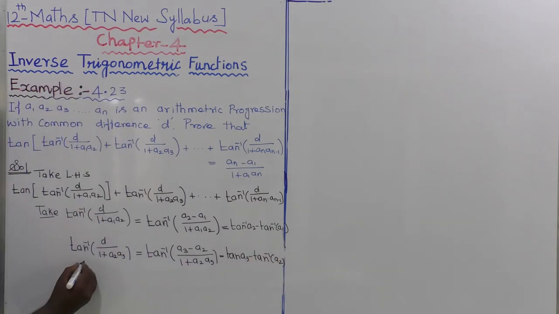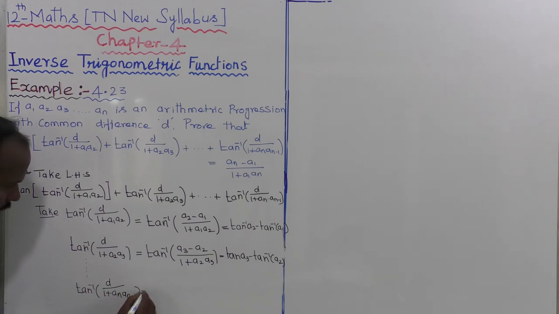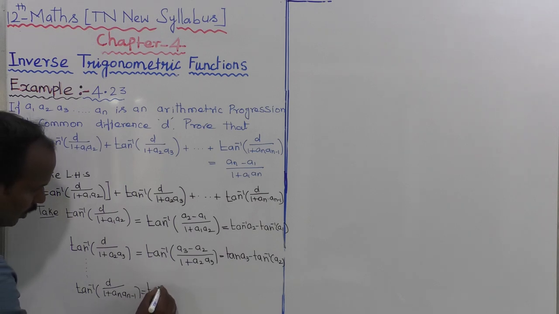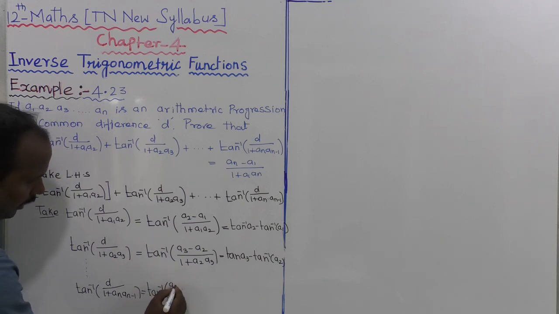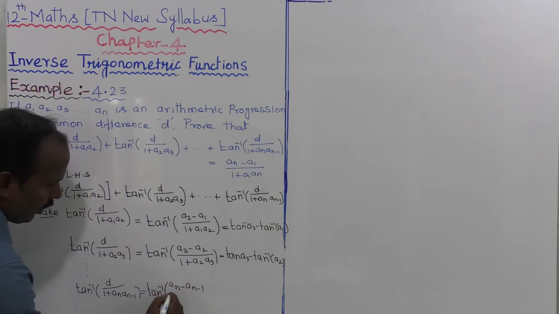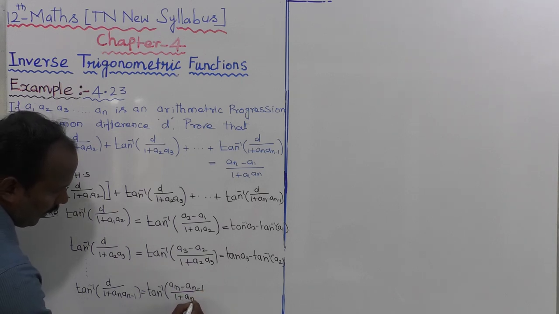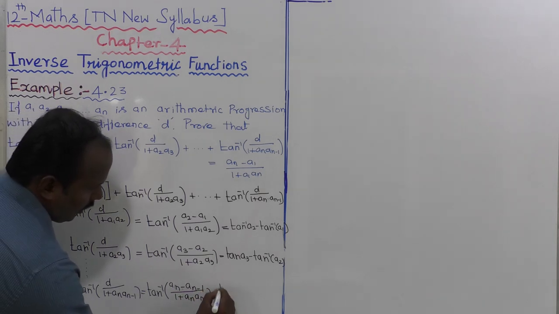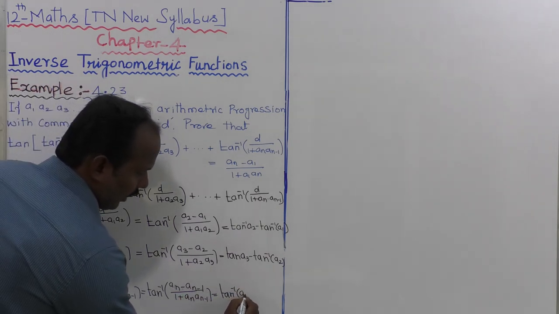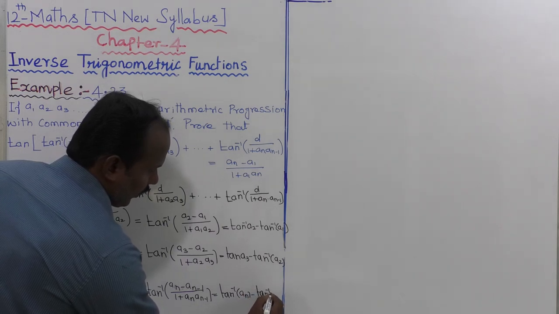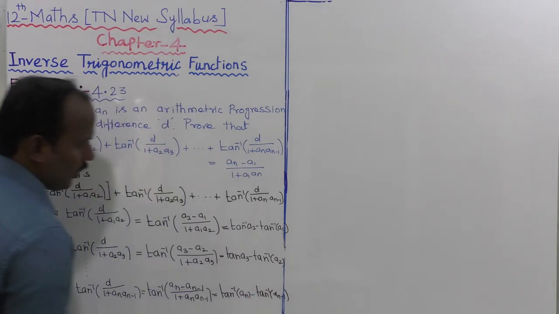Okay. So continue this way, the last term, tan inverse of D divided by 1 plus AN AN minus 1. So that is equal to tan inverse of this one, AN minus AN minus 1 whole divided by 1 plus AN AN minus 1. So is equal to tan inverse of AN minus tan inverse of AN minus 1.